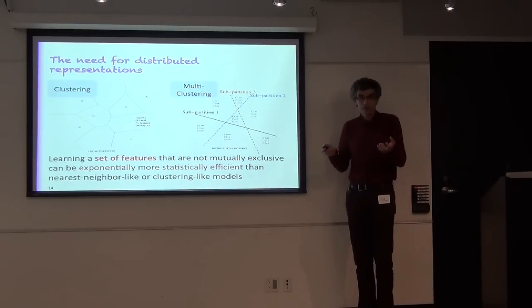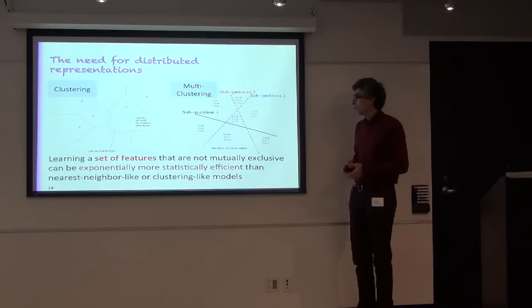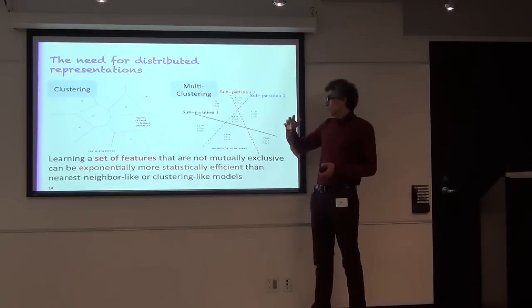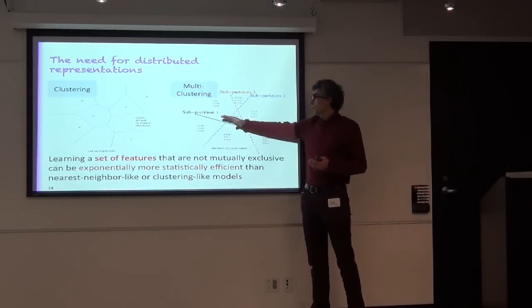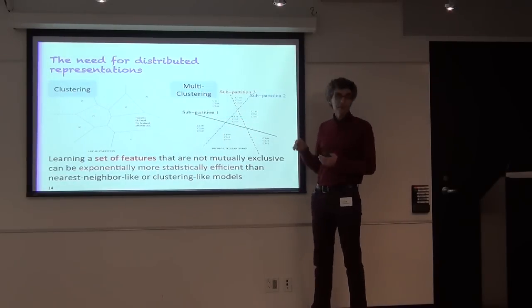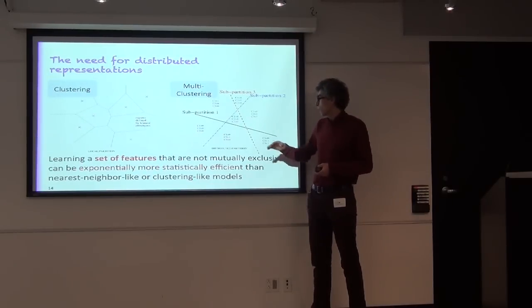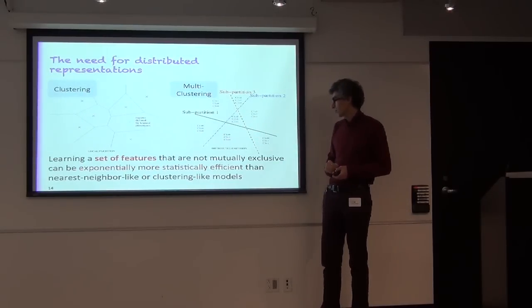Now, of course, in the real world, the features we care about, the factors we care about, are not going to be simple linear separators. So that's why we want deep representation. That's one reason why we need deep representations. Otherwise, just a single level would be enough.